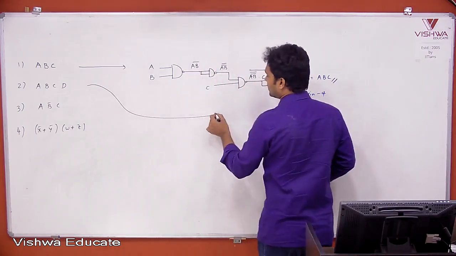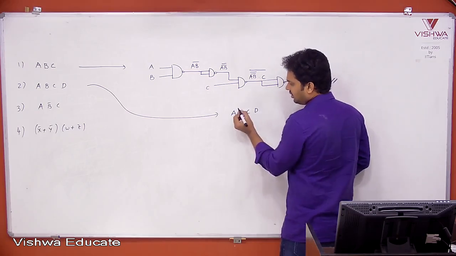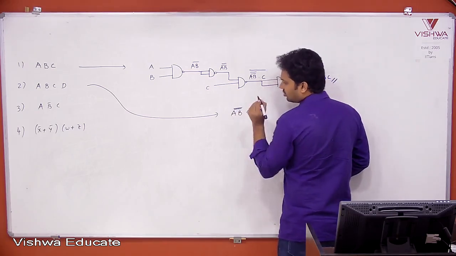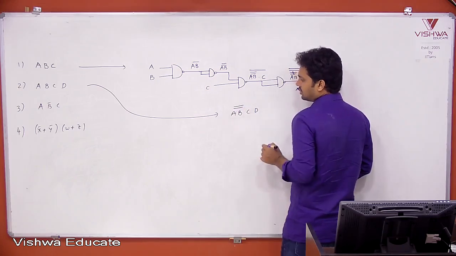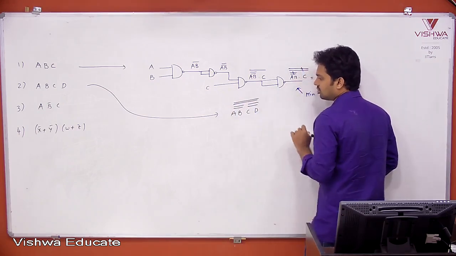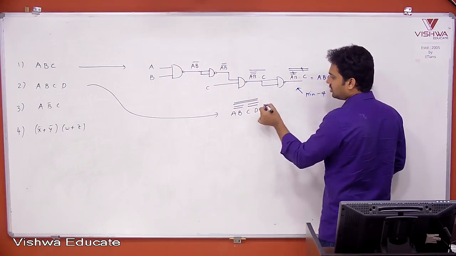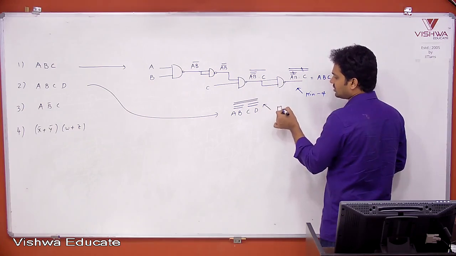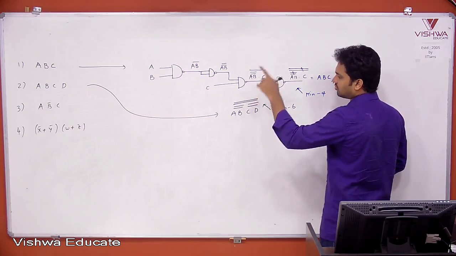I will show you here. Suppose this is the answer to the question: AB, CD. How to make ABCD? For getting AB, I need 2 bars. For getting CD, I need 2 bars. For getting AB into CD, I need 2 more bars. Total how many? 6. Minimum 6 are required. 1, 2, 3, 4, 5, 6.